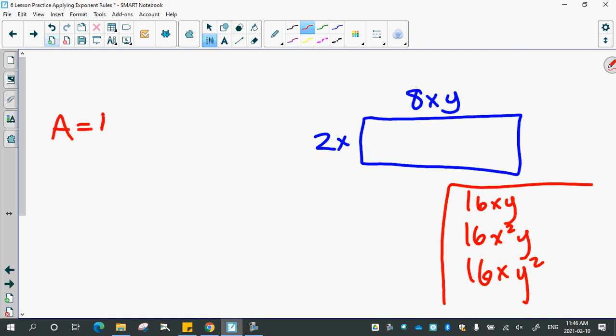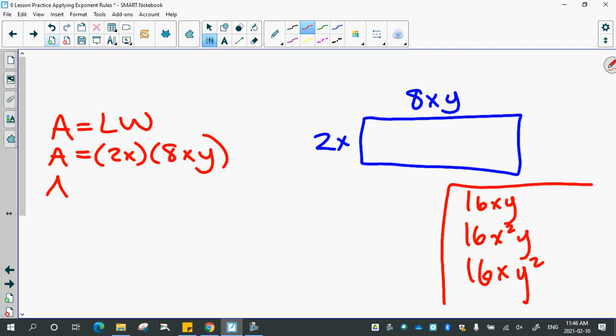So length times width. Doesn't matter which we call which. I think everybody got 16 by doing 2 times 8. X times x is x to the power of 2, and y is only there 1 time. Everybody good? That should be your answer. So it was this one.